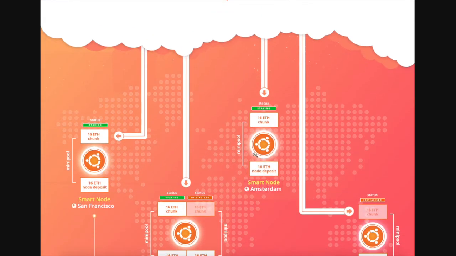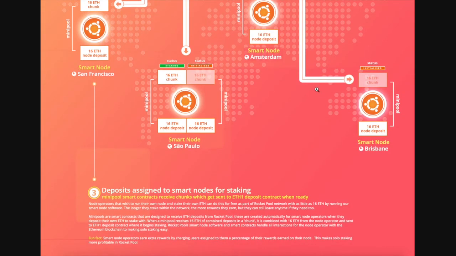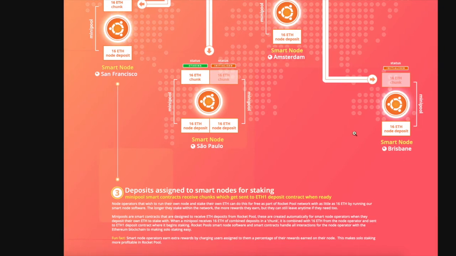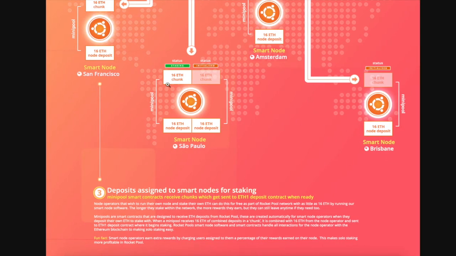16 ETH chunk. All right, here's our first node. Okay, so now this node is a minipool. It's staking. Okay, this one's in Amsterdam. So right now this is staking and earning rewards. Okay, cool. Let's let it sit there. Now this one's staking, earning rewards. Okay, great. Let's let it sit there.